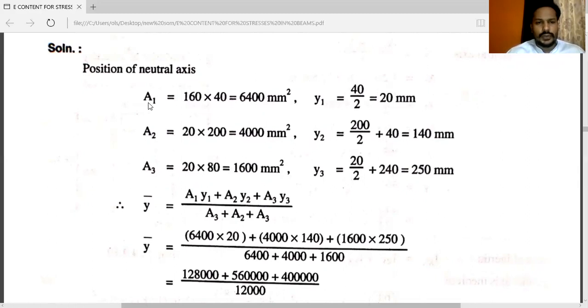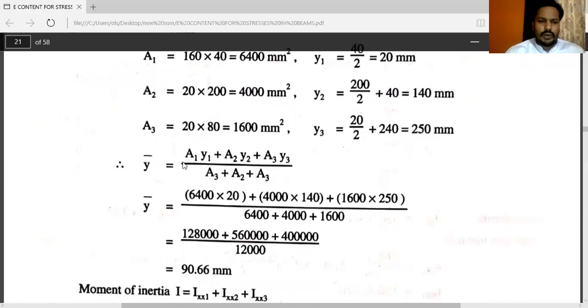So here we have the value of A1, that is 6400 mm square. Area 2 is 4000 mm square. Area 3, that is b into d, is 1600 mm square. We know how to calculate y1, y2 and y3. Already we studied in first year engineering mechanics how to take x1, x2, x3, y1, y2, y3. In this year, in the chapter of moment of inertia, you already studied how to calculate y1, y2 and y3. Similarly, y1 is 20 mm, y2 is 140 mm and y3 is 250 mm.